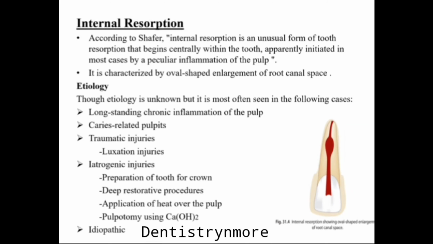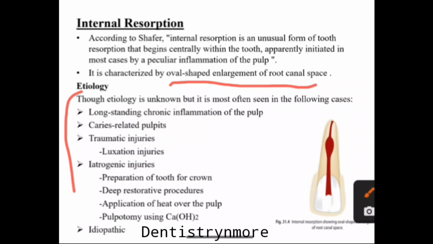Now we are moving to internal resorption. According to Schaefer, internal resorption is an unusual form of tooth resorption that begins centrally within the tooth, apparently initiated in most cases by a peculiar inflammation of the pulp. It is characterized by an oval-shaped enlargement of the root canal space. Etiology includes long-standing chronic inflammation of the pulp, caries-related pulpitis, traumatic injuries, and iatrogenic injuries like deep restorative procedures, application of heat over the pulp, and pulpotomy using calcium hydroxide.